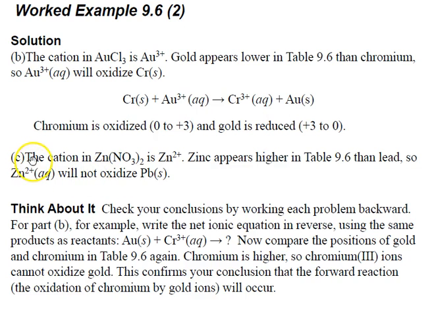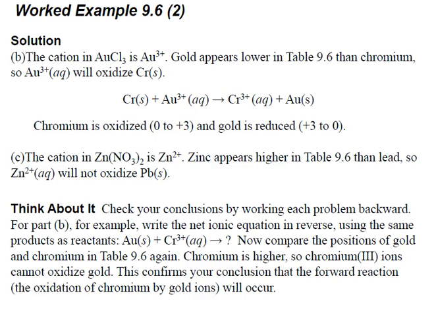And let's take a look at this last one. The cation in zinc nitrate is zinc +2. Zinc appears higher in our table than lead. So this is the first one where we've seen the opposite trend. And since it appears higher, then it will not oxidize. You will get no reaction. And so you could either just write NR or no reaction, or just state it as they did here. Therefore, zinc will not oxidize the lead.